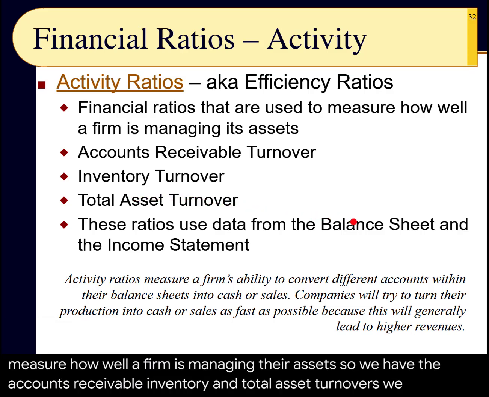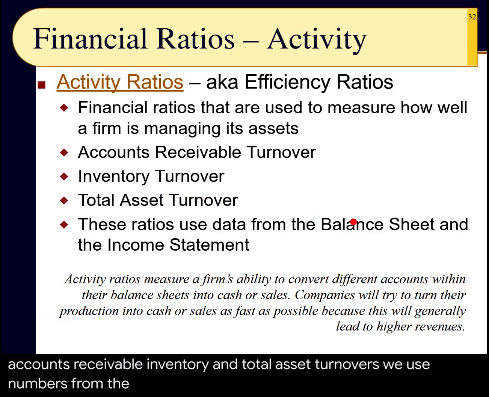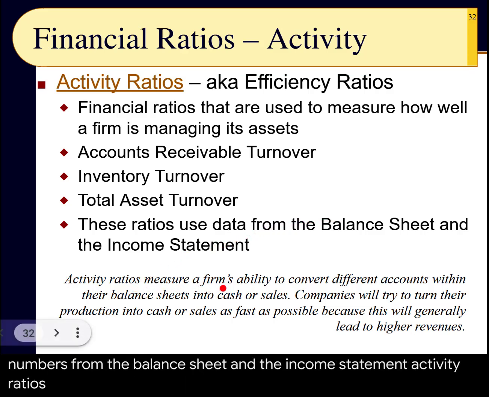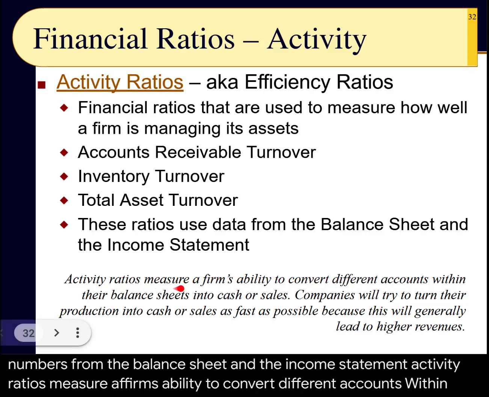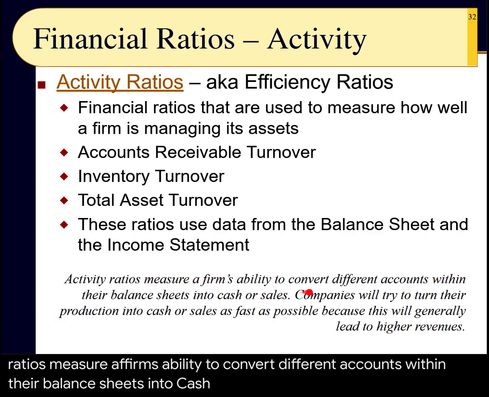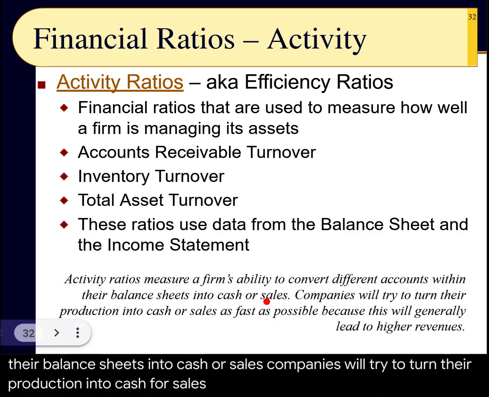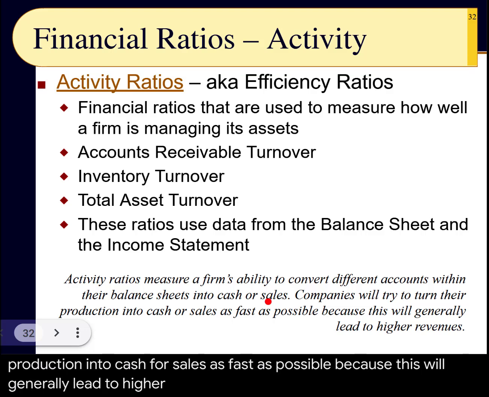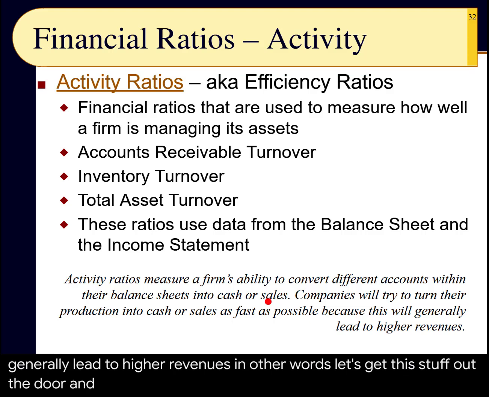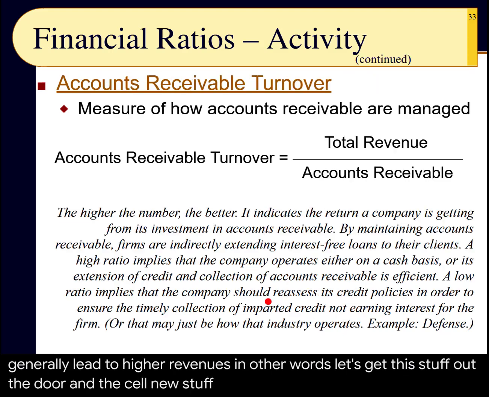We use numbers from the balance sheet and the income statement. Activity ratios measure a firm's ability to convert different accounts within their balance sheets into cash or sales. Companies will try to turn their production into cash or sales as fast as possible because this will generally lead to higher revenues. In other words, let's get this stuff out the door and sell new stuff. So let's take a look at the first one, accounts receivable.